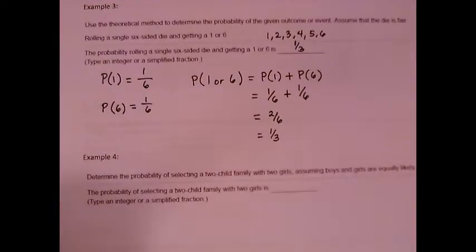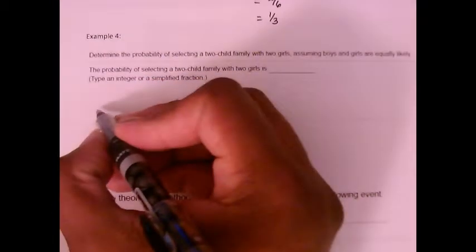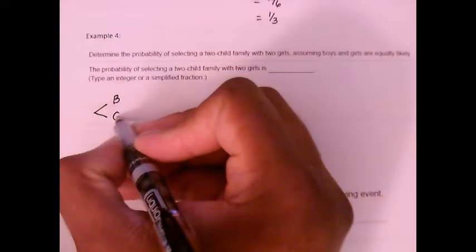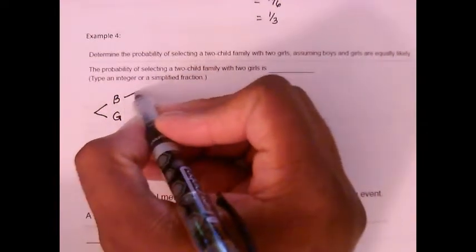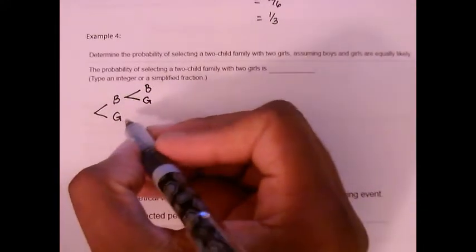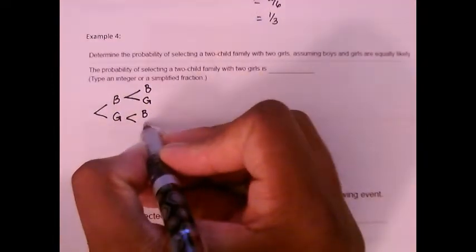Alright, let's look at this next example. Determine the probability of selecting a 2-child family with 2 girls, assuming boys and girls are equally likely. Here the probability of selecting a 2-child family with 2 girls. Okay, so I'm going to draw that tree diagram. So the first child could be either a boy or a girl. And if the first child is a boy, then the second child could be either a boy or a girl. Or if the first child is a girl, the second child could be either boy or girl.